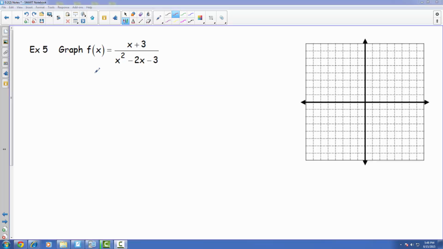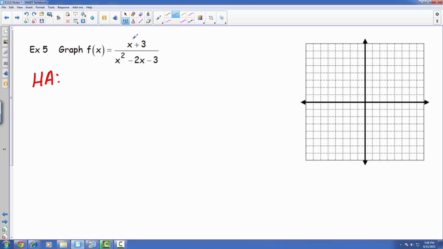Here we are at example 5 from the 0.2 number 2 set of notes. We're asked to graph this following function. And in just looking at things, we're going to start out by doing our horizontal asymptote. Our horizontal asymptote just simply comes out to be one of those three scenarios.